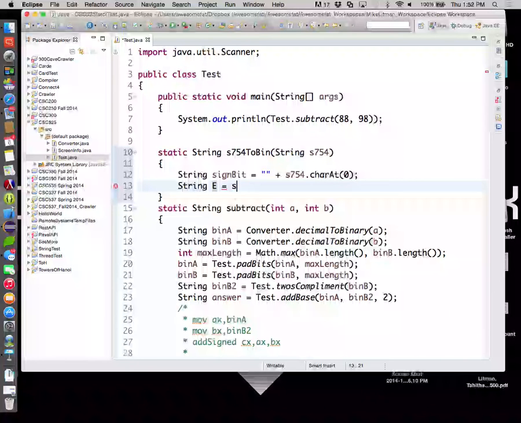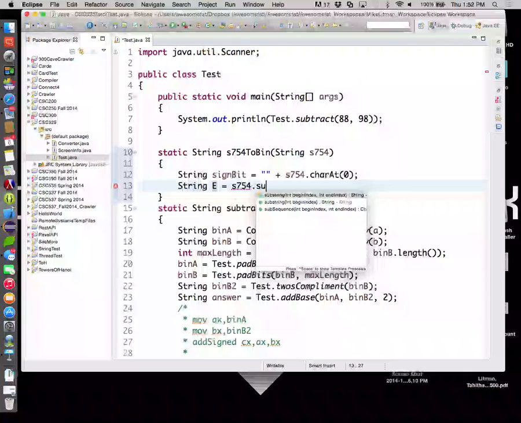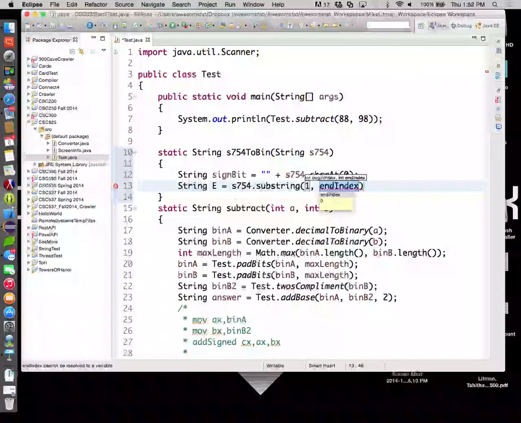So could we say S754.substring from position 1 to position 9? We're going through positions 0 to 8, so we want 9, since it will be non-inclusive. This will get us 1, 2, 3, 4, 5, 6, 7, and 8 for our 8 bits. Because 9 is non-inclusive, this will get us everything from S754 starting at bucket 1, because we already used bucket 0 here, all the way up to, but not including, bucket 9. So that should be our E.